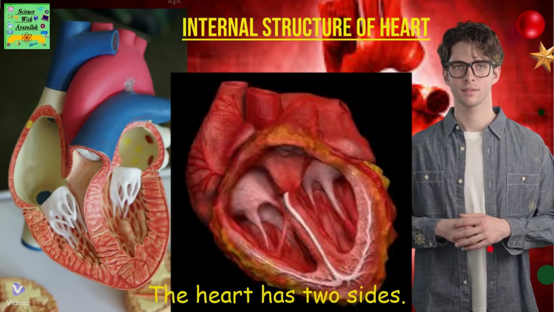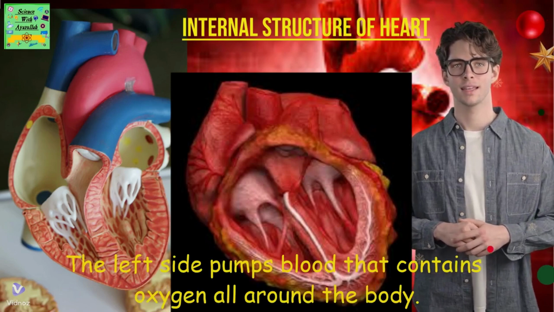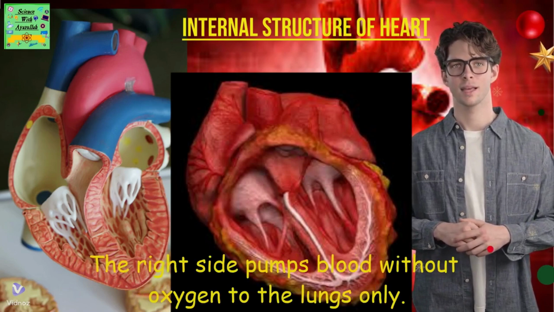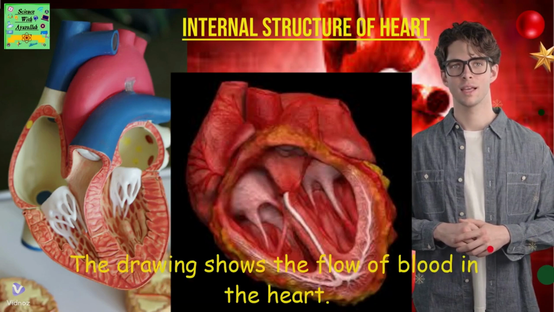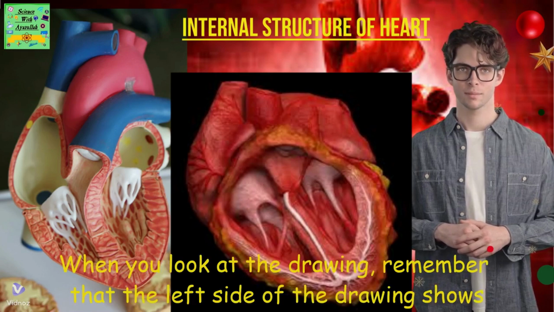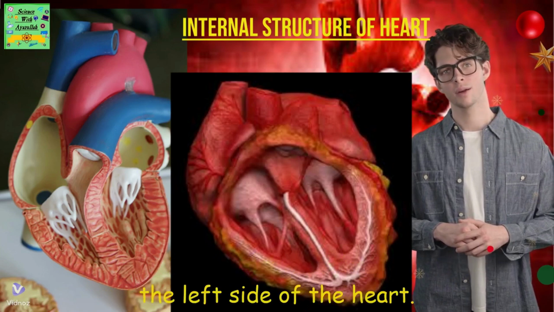The heart has two sides. The left side pumps blood that contains oxygen all around the body. The right side pumps blood without oxygen to the lungs only. The drawing shows the flow of blood in the heart. When you look at the drawing, remember that the left side of the drawing shows the right side of the heart and the right side of the drawing shows the left side of the heart.